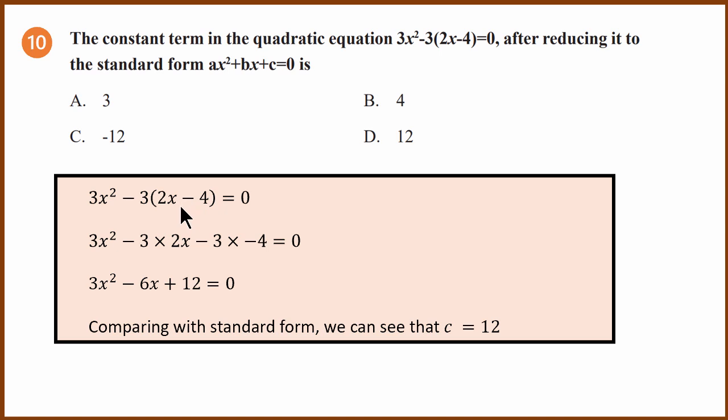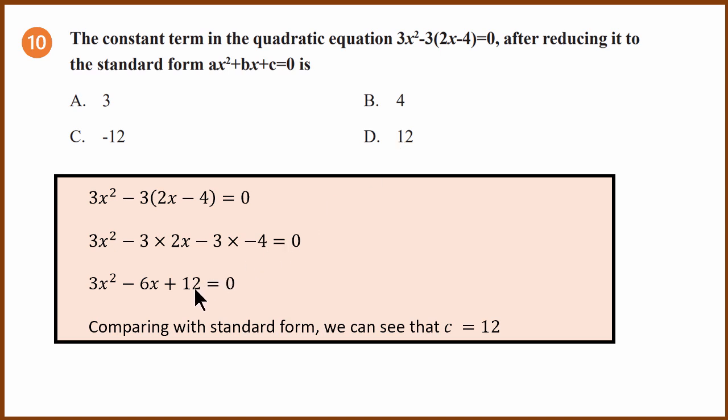So ಕೊಟ್ಟಿರೋ equation ಅನ್ನು ಬರ್ಕೊಳ್ಳೋಣ. Let's write 3x square minus 3 times (2x minus 4) equals 0. So that is 3x square. So now minus 3 times 2x is minus 6x ಆಗುತ್ತೆ. Minus 3 times minus 4 is what? Minus 3 times minus 4 is plus 12. Okay? Plus 12. Minus multiplied with minus is plus. So because this is plus 12, the answer is D.